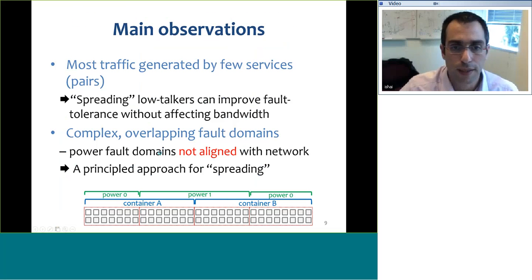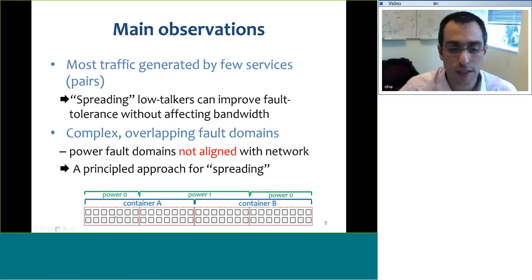So basically, yeah, this is one of the main observations. The other observation that we obtain while we analyze data is that the actual what we call fault domains are not aligned to each other. So, for example, this is a cartoon of the data center.